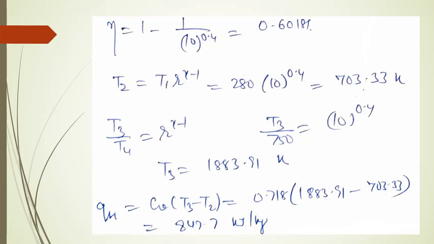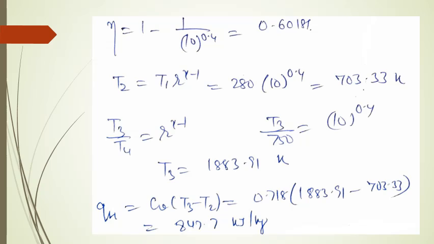Now we find out the efficiency of Otto cycle by the formula 1 minus 1 upon r raised to power gamma minus 1, and that comes out to be 0.60189. Now the value of T2, which is equal to T1 into r raised to power gamma minus 1, comes out to be 703.33 Kelvin. Now T3 upon T4 is equal to r raised to power gamma minus 1. So by this expression we calculate the value of T3, that comes out to be 1883.91 Kelvin.